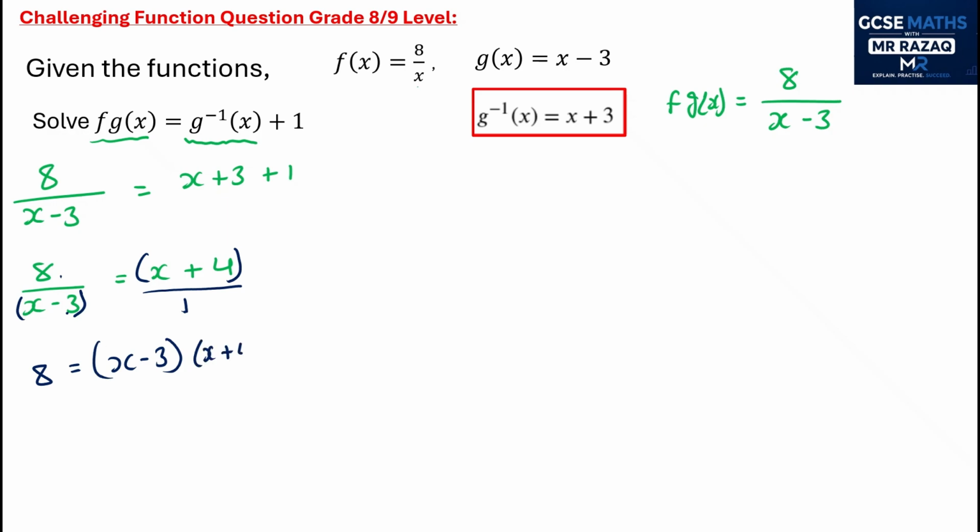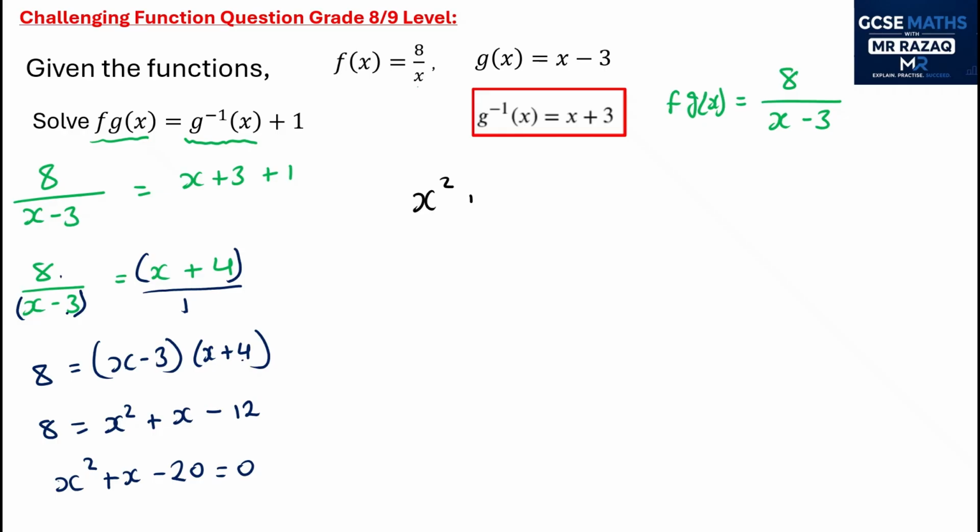Now I can expand this bracket. That would give me 8 is equal to x squared. x times 4 is equal to 4x, and minus 3 times x is equal to minus 3x, which means plus x. Minus 3 times 4 is equal to minus 12. And if I take this 8 to the other side, I'm left with x squared plus x minus 20 equals to 0.